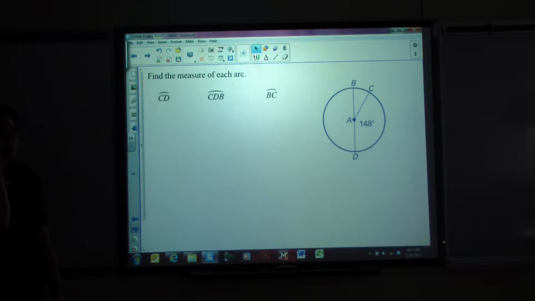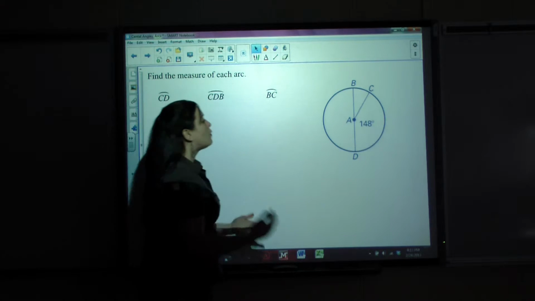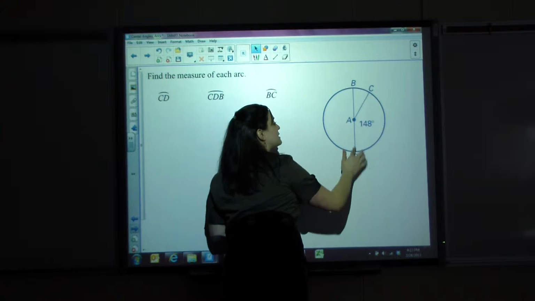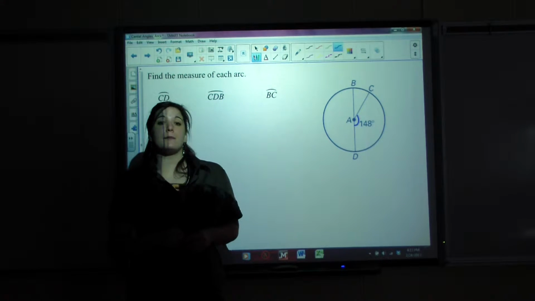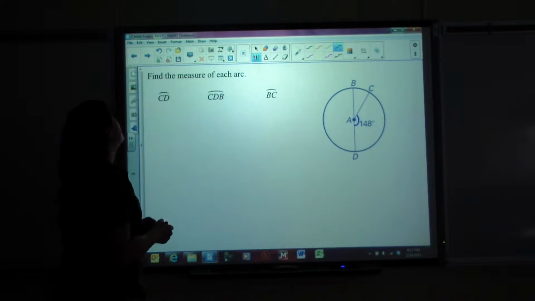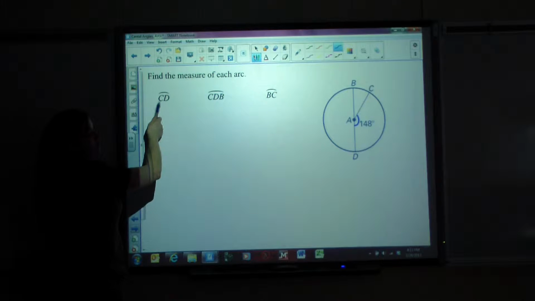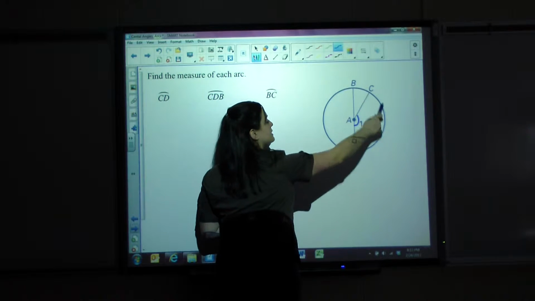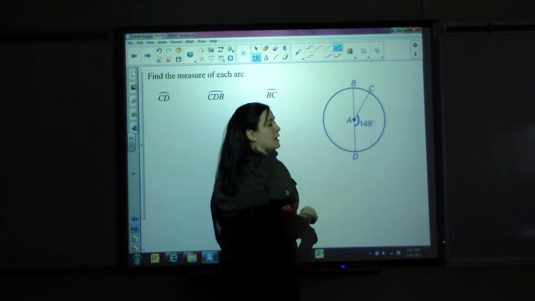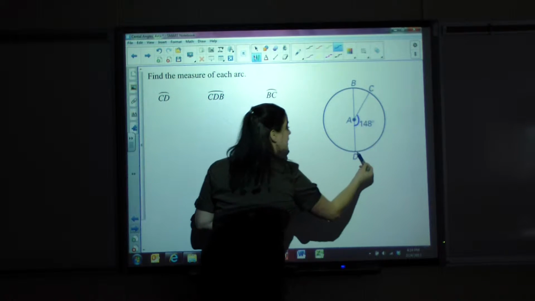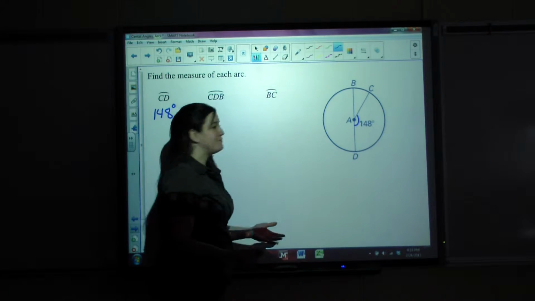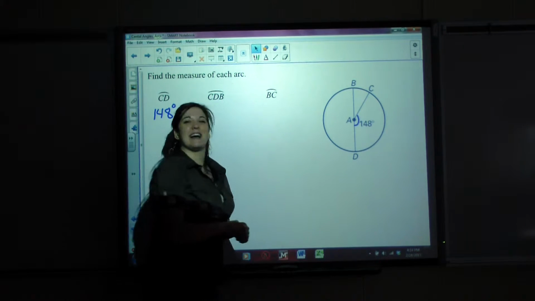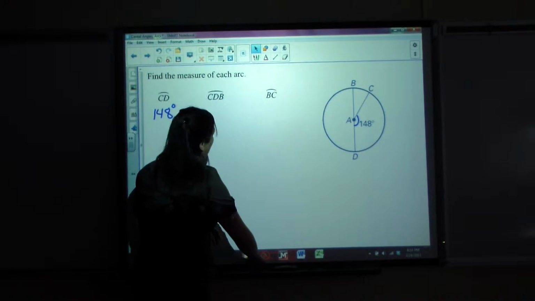Alright, let's try an example. This one gives you one picture with one angle. They tell you one central angle, angle CAD. This central angle is 148 degrees. From that, we're going to be able to answer a few questions about their arcs. First is, what is the measure of arc CD? So arc CD actually corresponds with this central angle, and therefore CD, that minor arc, is 148 degrees. Done.